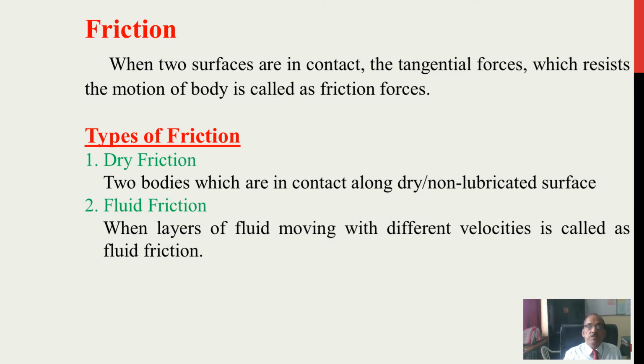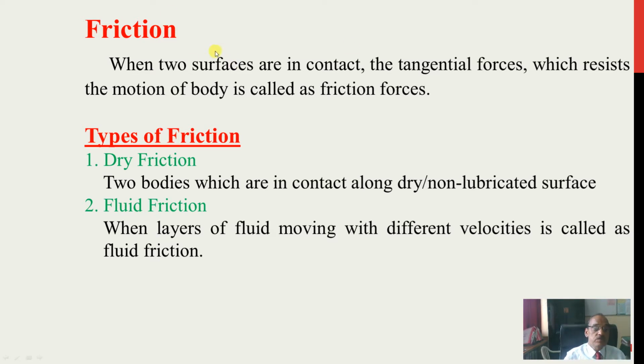When two surfaces are in contact, the tangential forces which resist the motion of a body, this force which opposes the motion, that is called a frictional force. For example, if this is one surface and this is another surface, when one moves over the other like this, the force which is tangential to the surface will oppose the motion. This is called a frictional force.